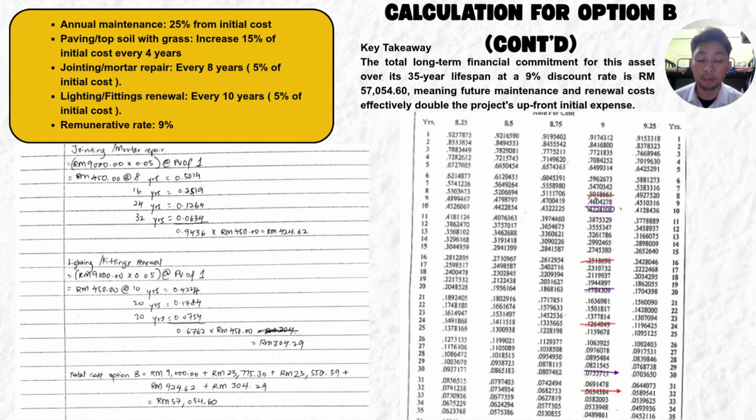So the total amount of PV of 1 is 0.9436, and then we times it with 450, so we get 424.62 cents for mortar repair.